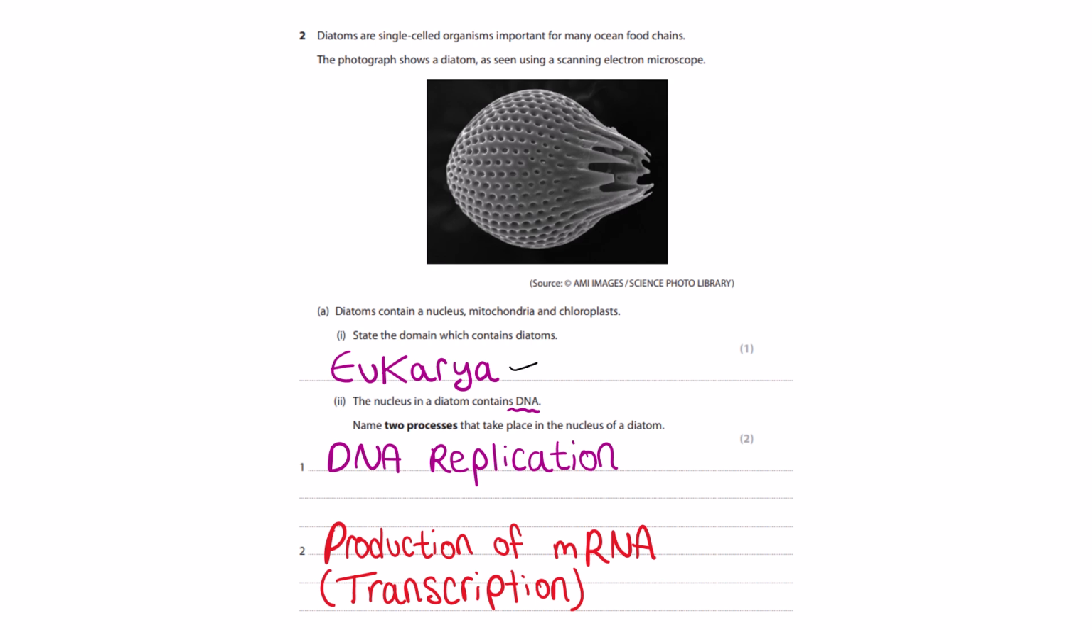Okay, the nucleus in a diatom contains DNA. Name 2 processes that take place in the nucleus of a diatom. Okay, so first of all, DNA replication. You can also mention semi-conservative replication, which is the same thing. And for the second point, you can mention production of mRNA, which is called transcription. Remember, you cannot mention translation because translation does not occur in the nucleus. Translation occurs in the cytoplasm.